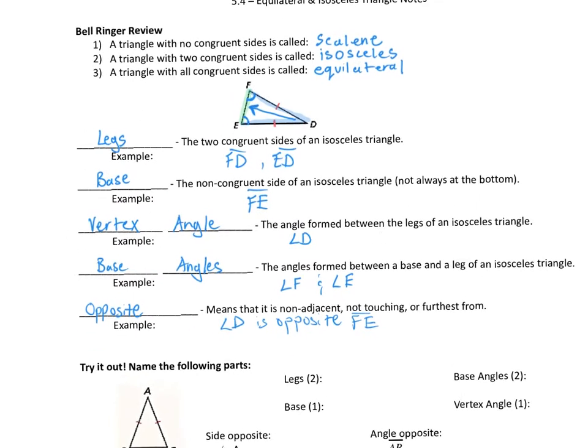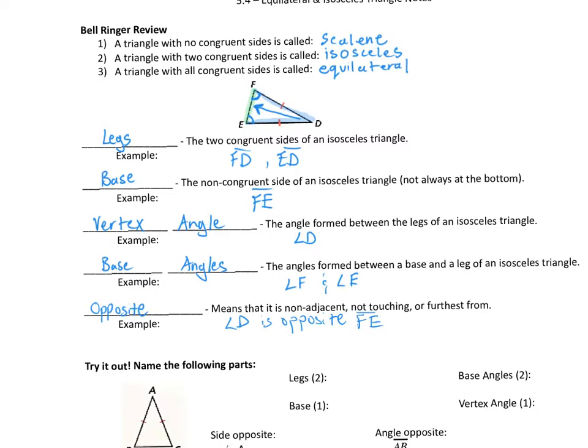Just like other examples, angle E is opposite line segment FD, and angle F is opposite line segment ED.